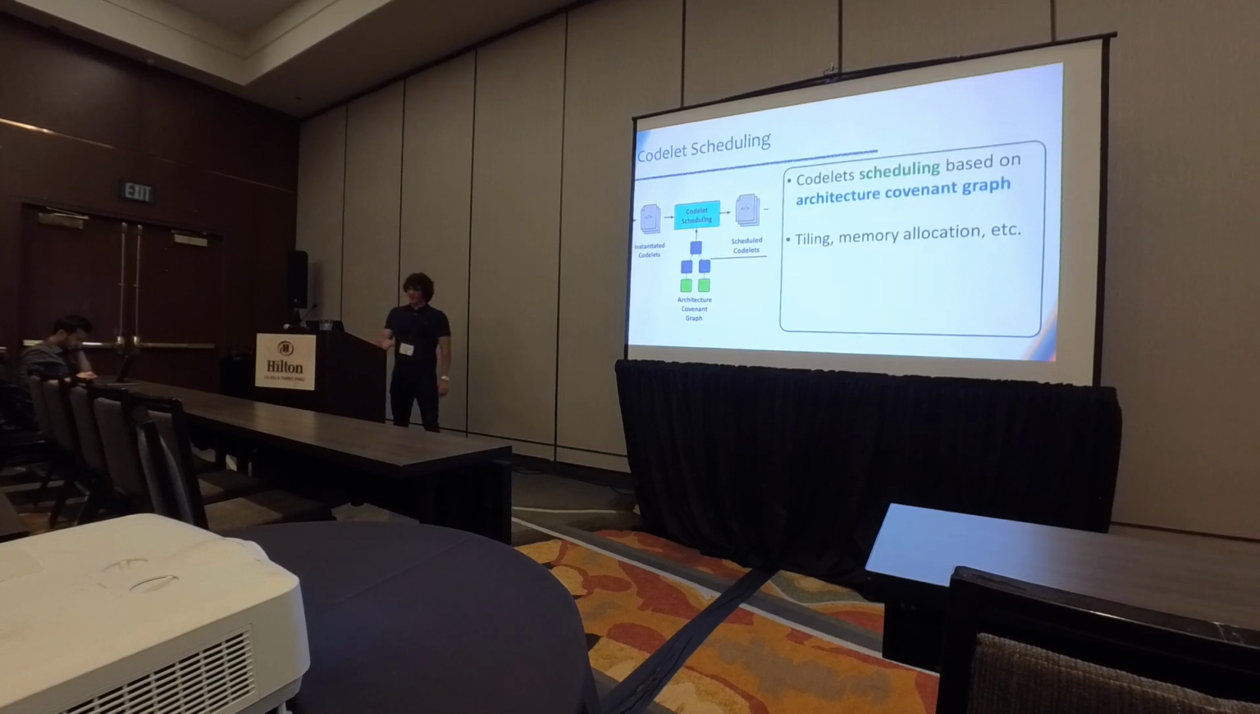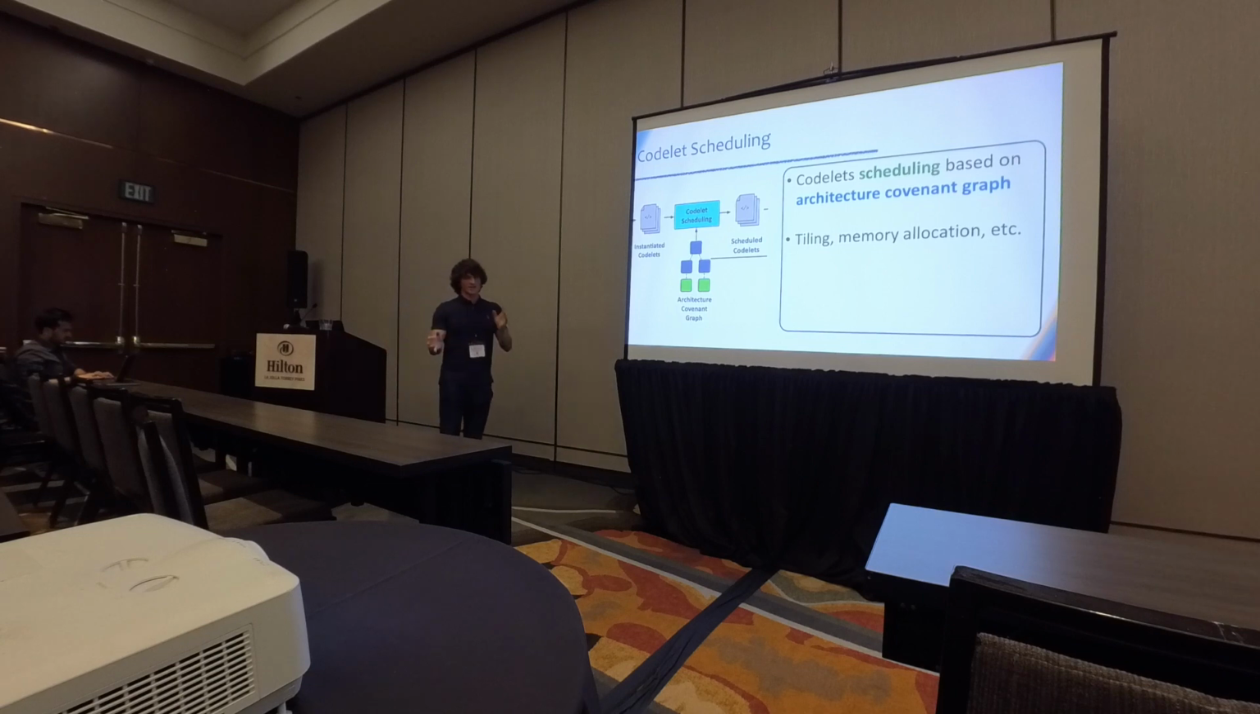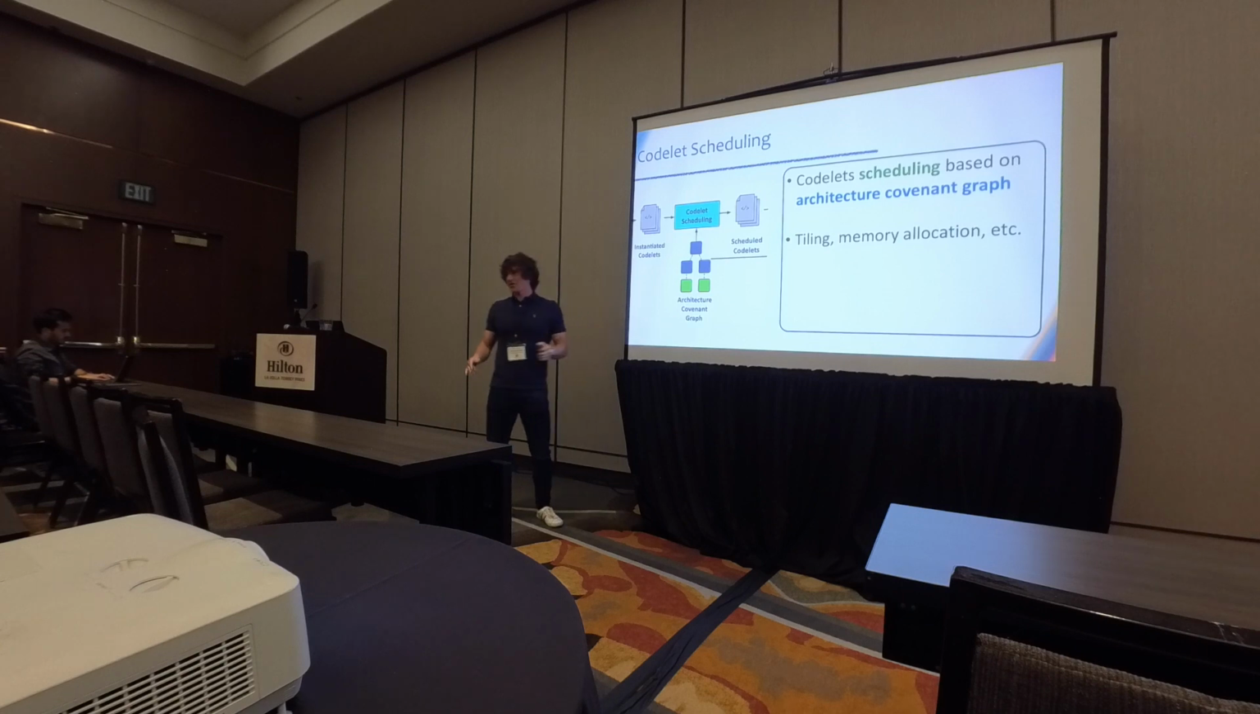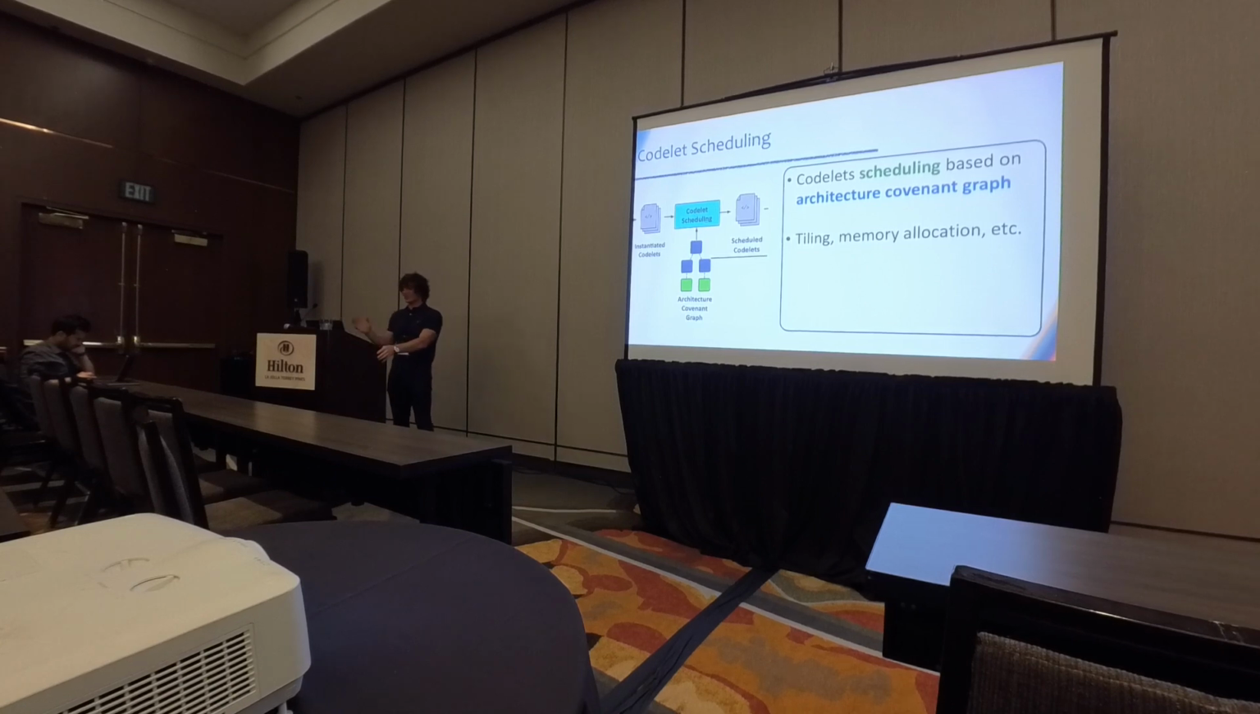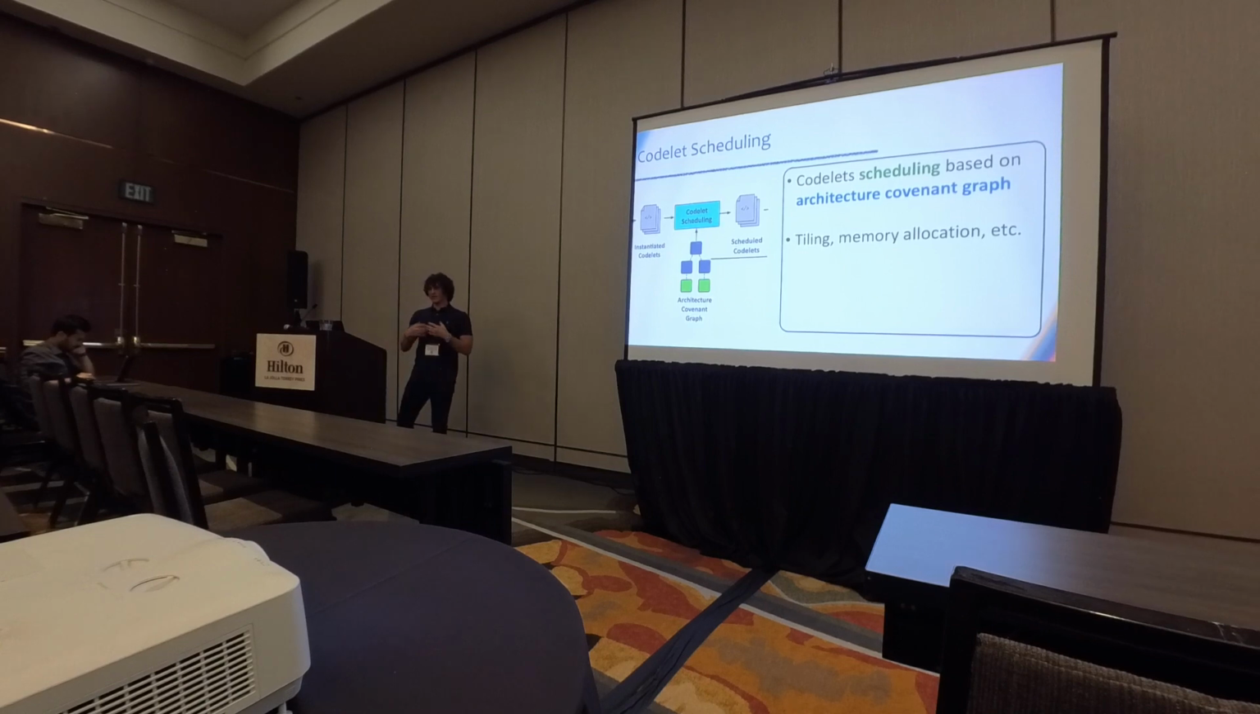Moving on, we'll do optimization and scheduling with the architecture covenant graph as context. When we have the architecture covenant graph information, we can do the tiling now that we know how big the memories are and such. We can do memory allocation now that we have information about DRAM and such, and more. This is the point where we apply scheduling primitives to give us these scheduled codelets that we can send off for final code generation.